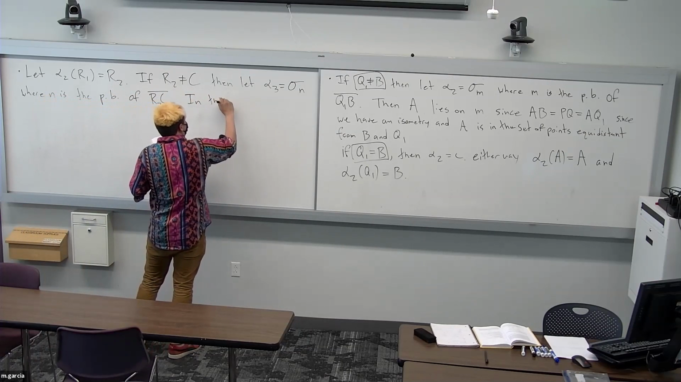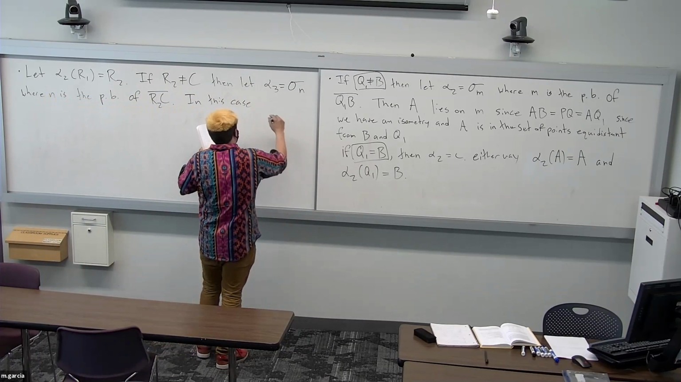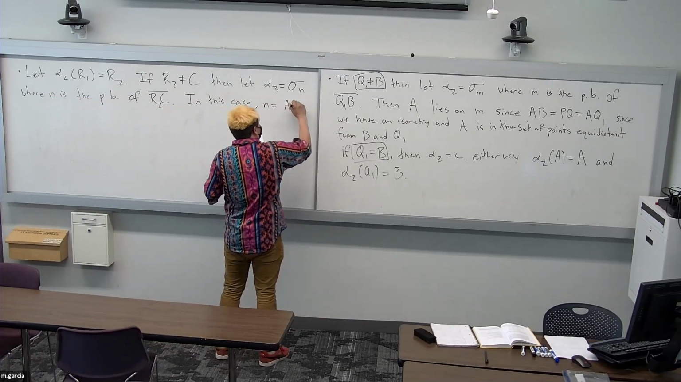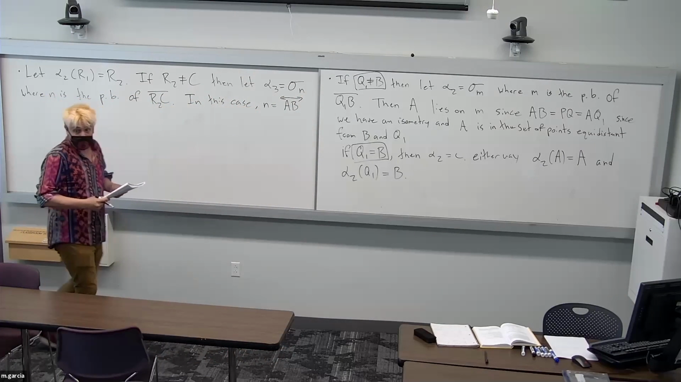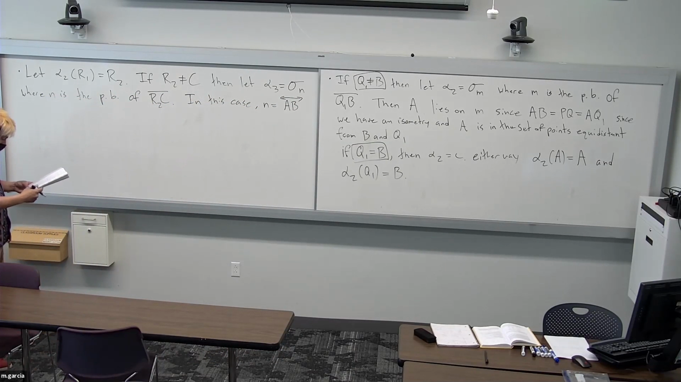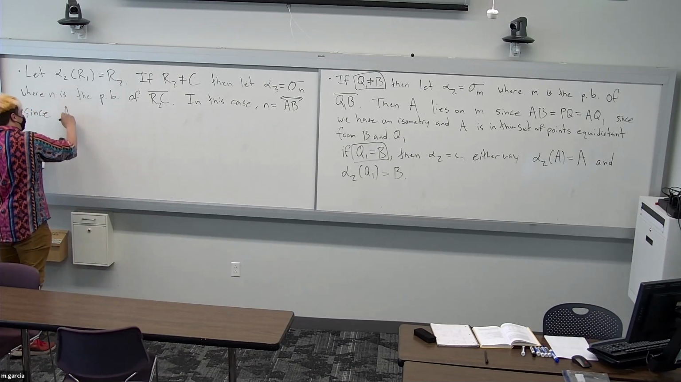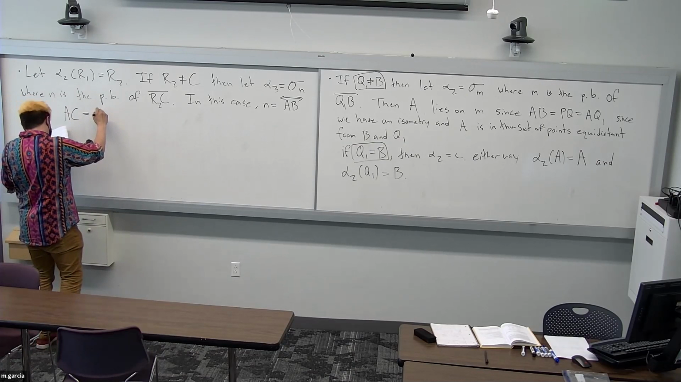So in this case, n is equal to the unique line through A and B, since again, we have this string of equality of distances due to the congruence of the triangles.